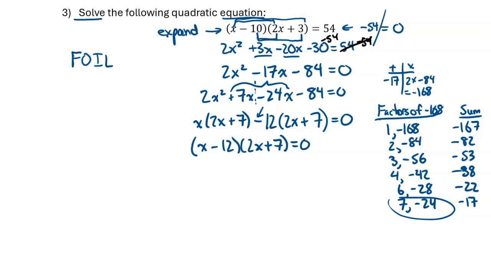I said that's the last step, but that's the last step in factoring. That's not the last step in this question. It's asking us to solve it. So what we actually have to do is go x minus 12 is equal to 0, or the 2x plus 7 is equal to 0.